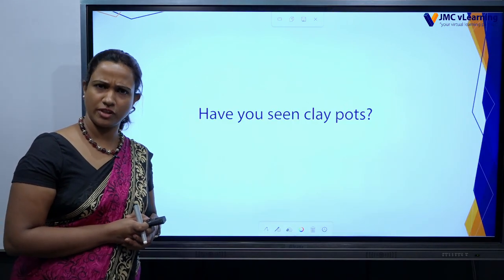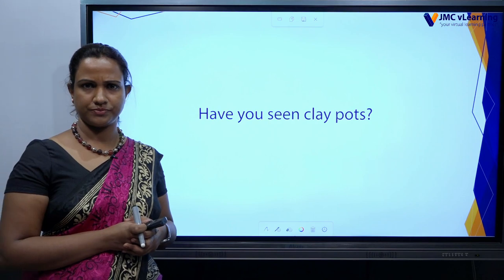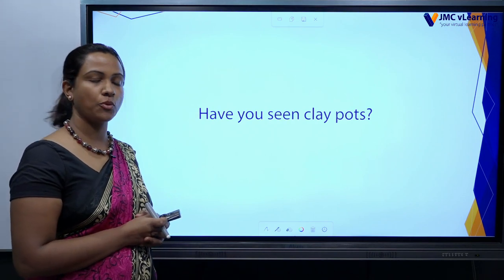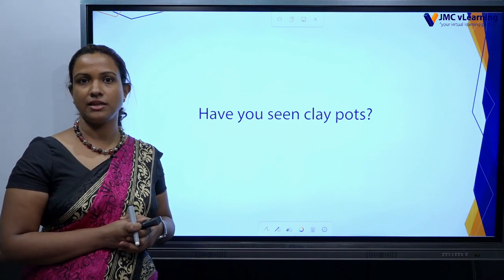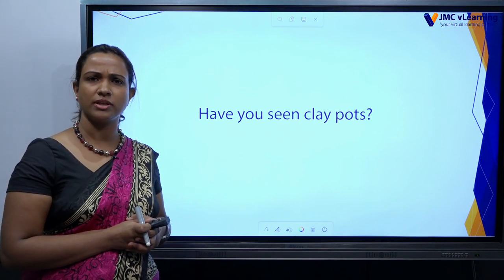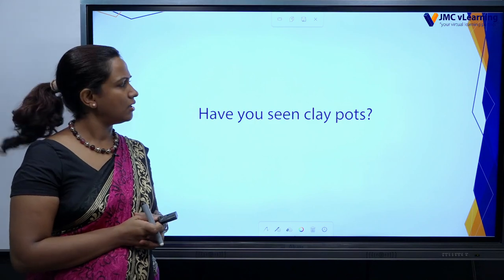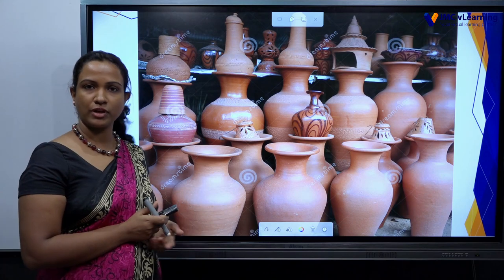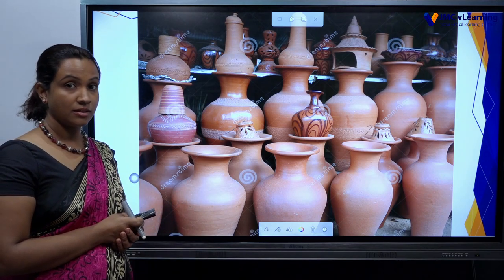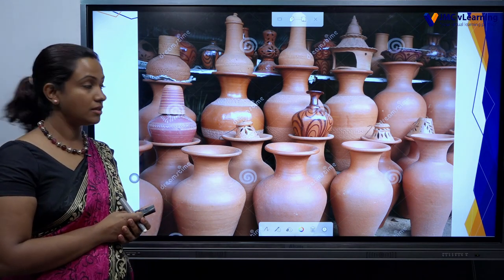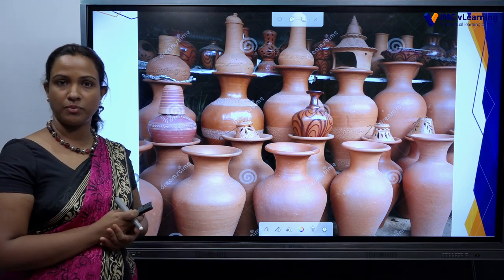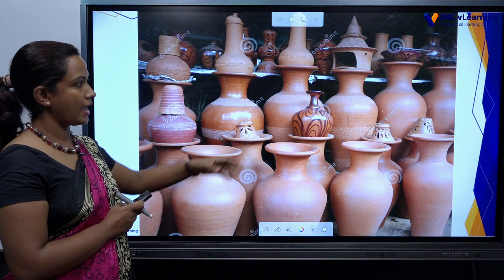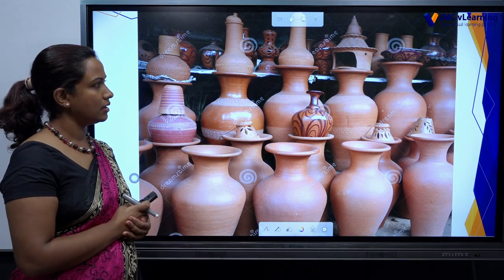Well, have you seen clay pots before? I'm sure you have. In the Sri Lankan context, clay pots can frequently be seen in any part of the world, and in any household, clay pots are being used. Why are they using clay pots? These types of clay pots are available in so many places around the country, and they come in different shapes, and you can see some decorative pots also.